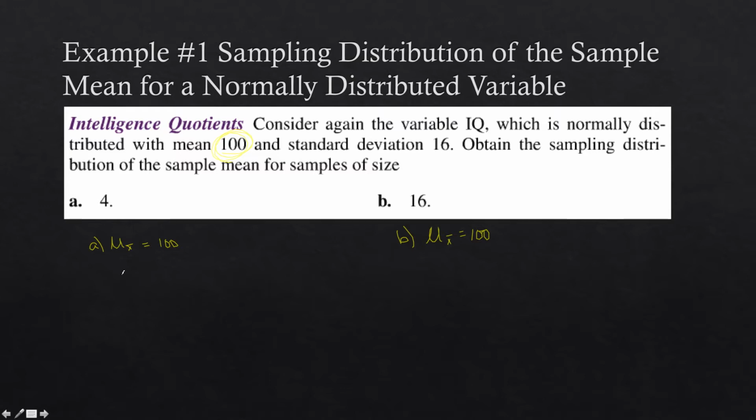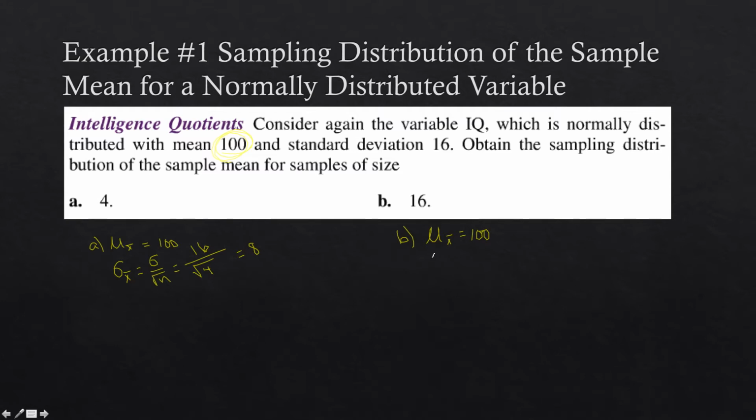Alright, well, what about the standard deviation? Now this is where we have to use our formula. Okay, so we know that our sample size is 4 here, so we know it's the square root of 4. They gave us the standard deviation in the problem of 16. So 16 divided by the square root of 4 should give us a standard deviation of 8. So it's normally distributed with a mean of 100 and a standard deviation of 8 when you have a sample size of 4.